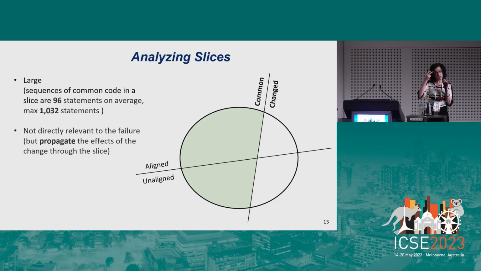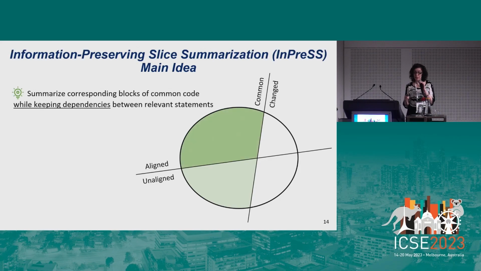So there are large chunks of common code which are not likely responsible for the failure directly. But we also thought we cannot just remove this code, because if we remove it, we lose the entire flow of information inside the slices. So that gave an idea to the approach that we introduced in this paper, which is called INPRESS, and it stands for Information Preserving Slice Summarization. The main idea of this approach is actually to summarize, not remove, summarize big chunks of common code while keeping dependency between the relevant statements.